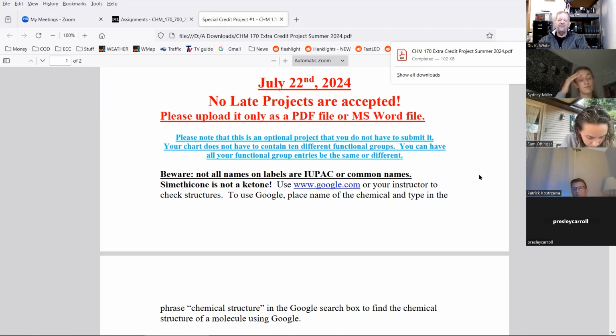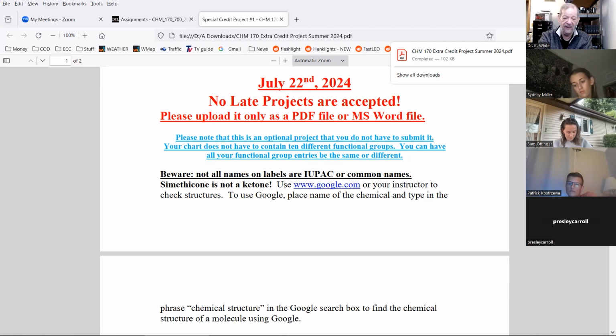Now, your misconception over the years, student thinks they have to have 10 different functional groups. No, if you, from different products and using different molecules, you could have them all double bonds, alcohols, ketones, aldehydes, or any mixture. Now, this is important also. Beware, not all names on labels are IUPAC or common names. They're trade names. An example is simethicone. You said, oh, O-N-E ending, that's a ketone. No, this is a trade name, and that's a silicone compound, which we didn't touch in this class.